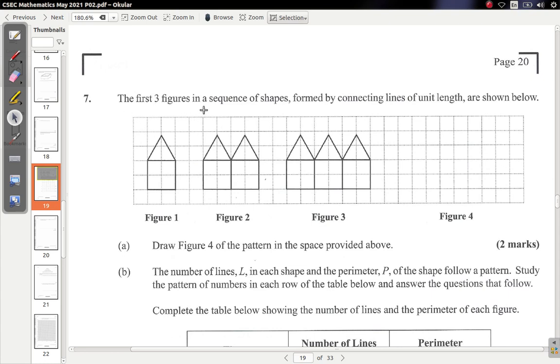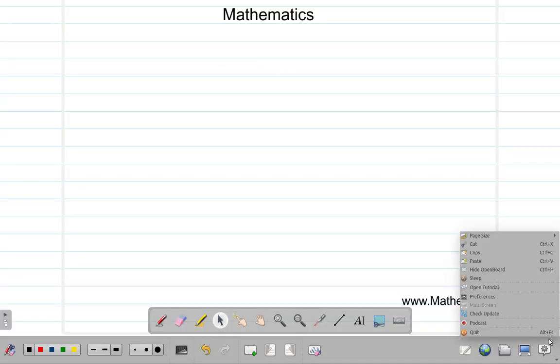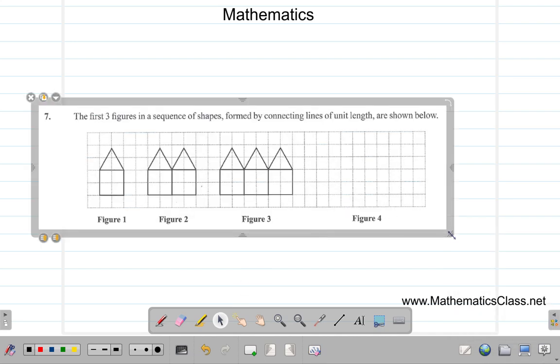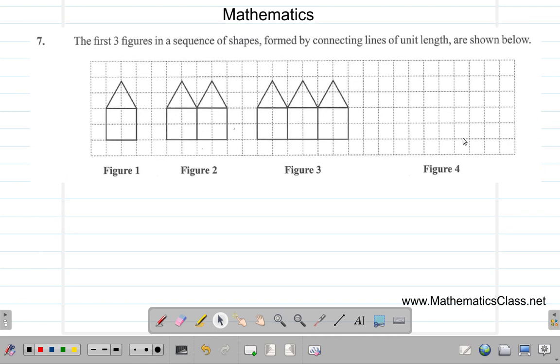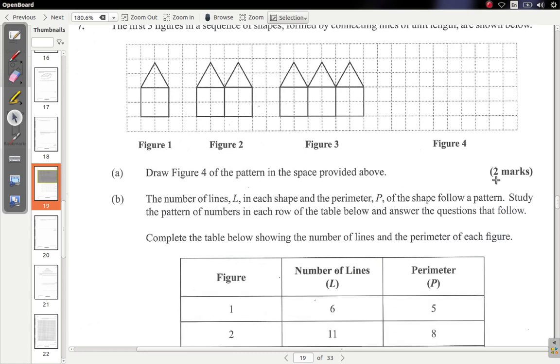It says the first 3 figures in a sequence of shapes formed by connecting lines of unit length are shown below. Unit length means 1, whatever it is, whether feet, inches, centimeters, or meters. They say draw figure 4 of the pattern in the space provided above. I'm going to copy this and put it on the other screen.